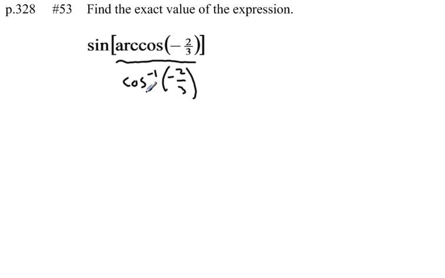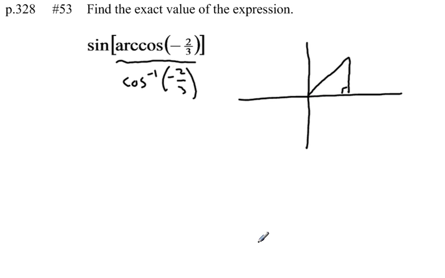I want to draw an angle whose cosine is negative 2/3. So over here I'm going to draw a set of axes. And if I try to draw a right triangle here in quadrant 1, cosine is adjacent over hypotenuse. I can't possibly draw an adjacent side equal to negative 2, so I can't do it this way. So I'm just going to get rid of that triangle I drew in there.